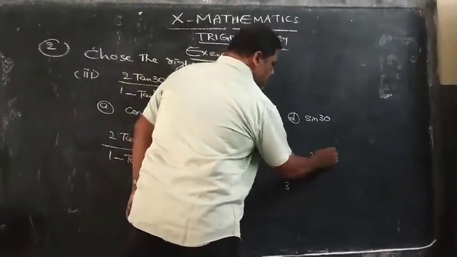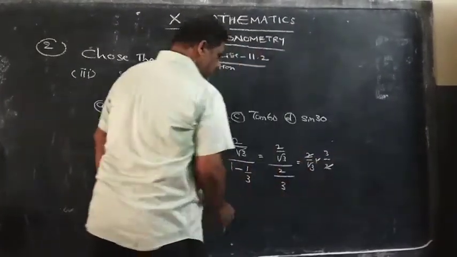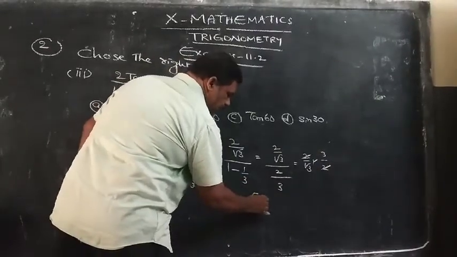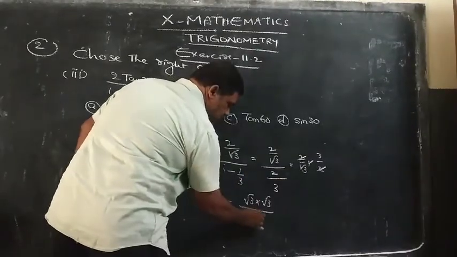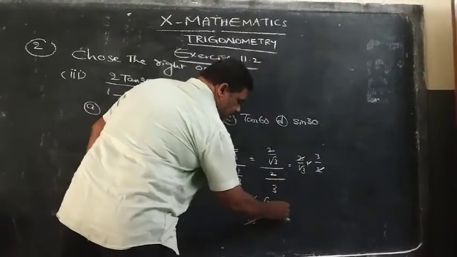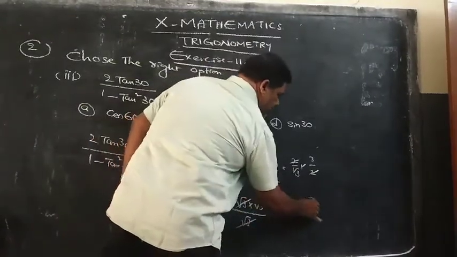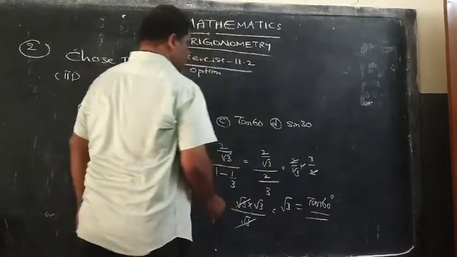So 2 by root 3, this comes into the denominator, it becomes 3 by 2. 2 cancel. This numerator 3 can be written as root 3 into root 3 is 3. So let us write the factors of 3 so that we can cancel the denominator. Here we take root 3. Root 3 is nothing but tan 60 degrees value, which is root 3. So here the answer is C.